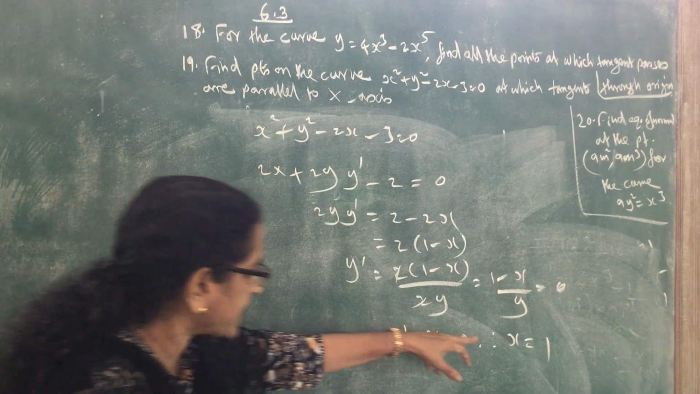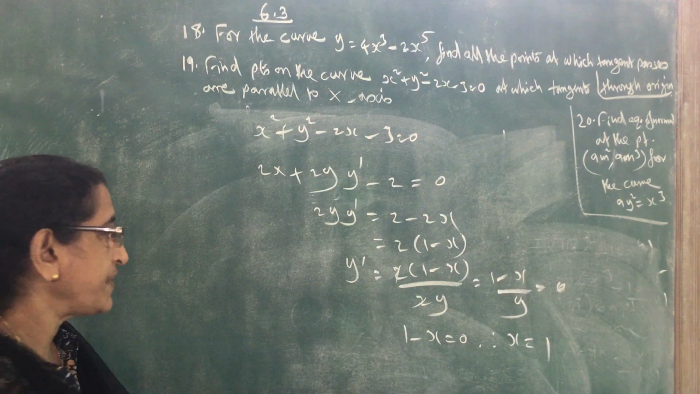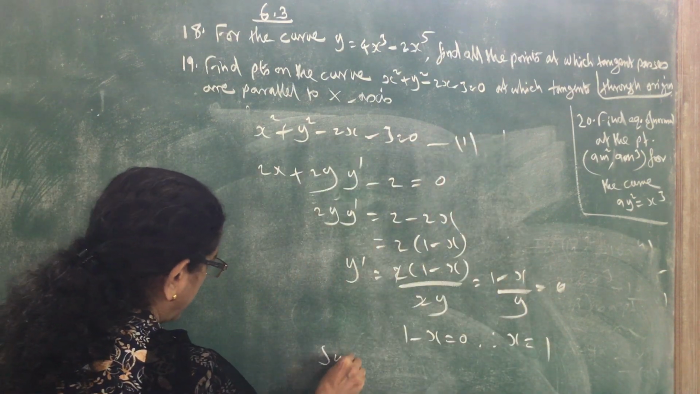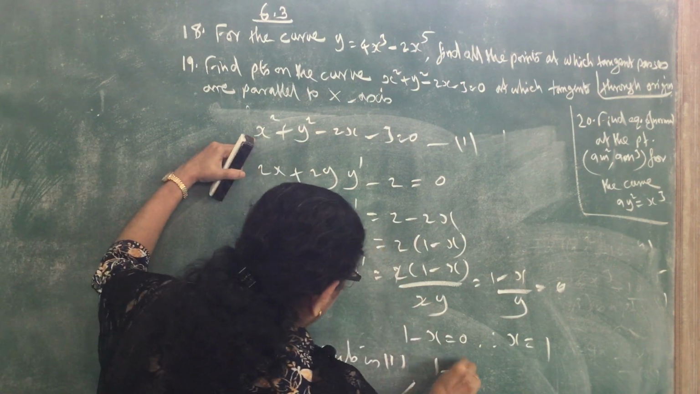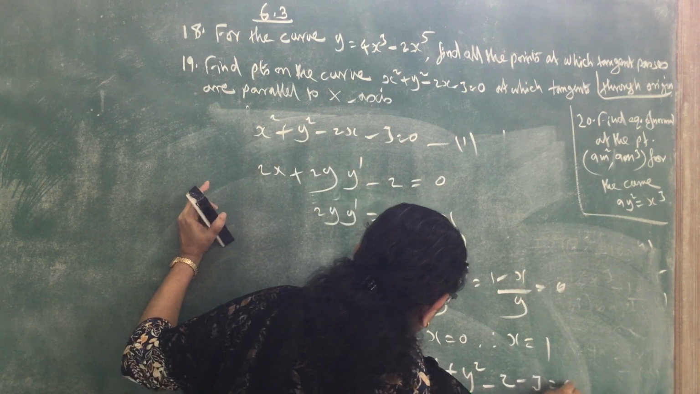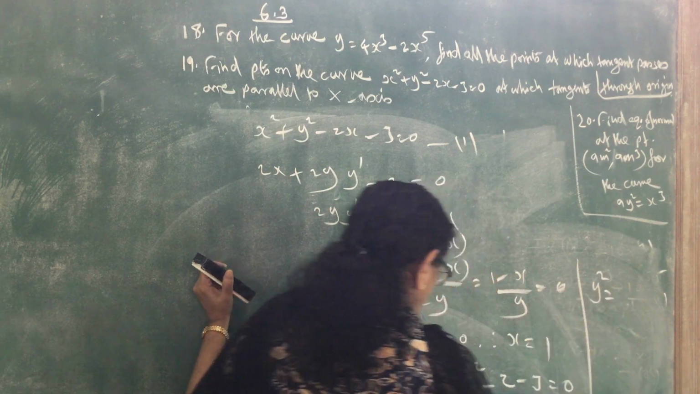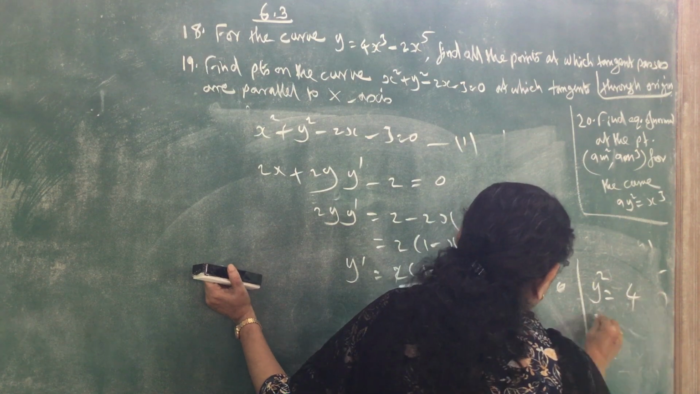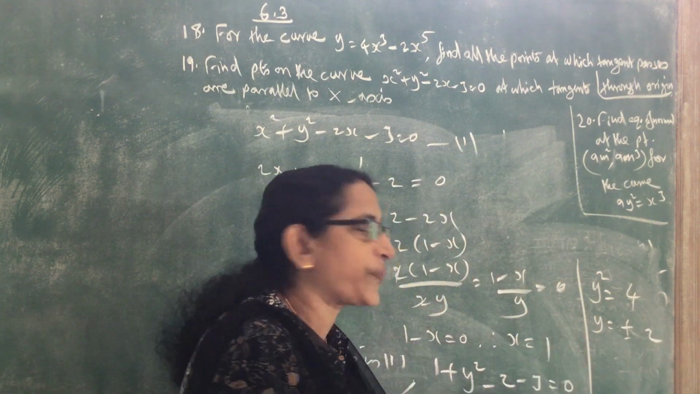Now substituting x equal to 1 in the equation of the curve, we can find the y coordinate. So substitute in equation 1. We get 1 plus y square minus 2 into 1 minus 3 equal to 0. Therefore we get y square equal to 5 minus 1, 4. So y equal to plus or minus 2. So when x equal to 1, y equal to plus or minus 2.